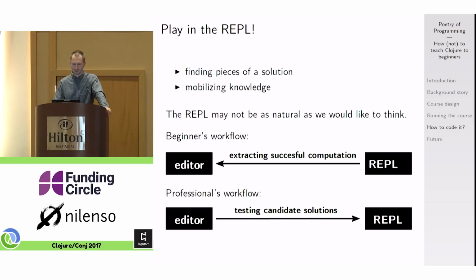Okay, but this was one of the failure points: playing in the REPL. I had to think about it, and I listened to other professionals about how they use it. It seems that once you have the REPL and the editor, the beginner's workflow is different from the professional one. The beginner tries to figure out the solution in the REPL, and then if there's something useful, they copy it to the editor just to keep it. While the professional knows where they are heading, and just wants to check whether a candidate solution for a particular problem is good or not.